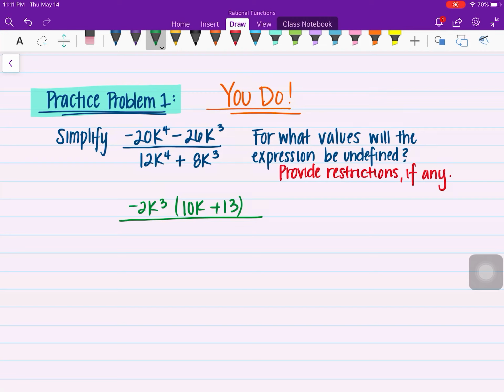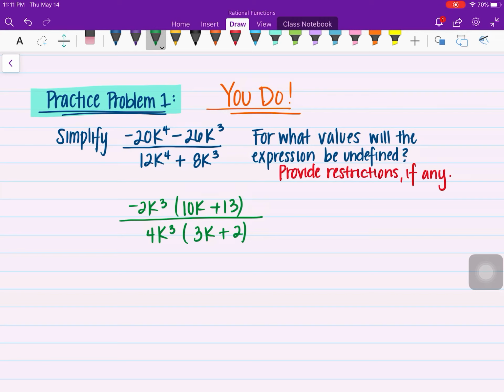Now moving on to the bottom, we have 12k^4 plus 8k^3. There are actually two numbers in common between 12 and 8, that would be 2 and 4. But we're trying to take the greatest one, so we're going to factor out a 4. And the highest power of the variable we can take out is k^3, so we take out 4k^3, and inside we're left with 3k + 2. So the factored form of our initial expression would be negative 2k^3 times (10k + 13) over 4k^3 times (3k + 2).